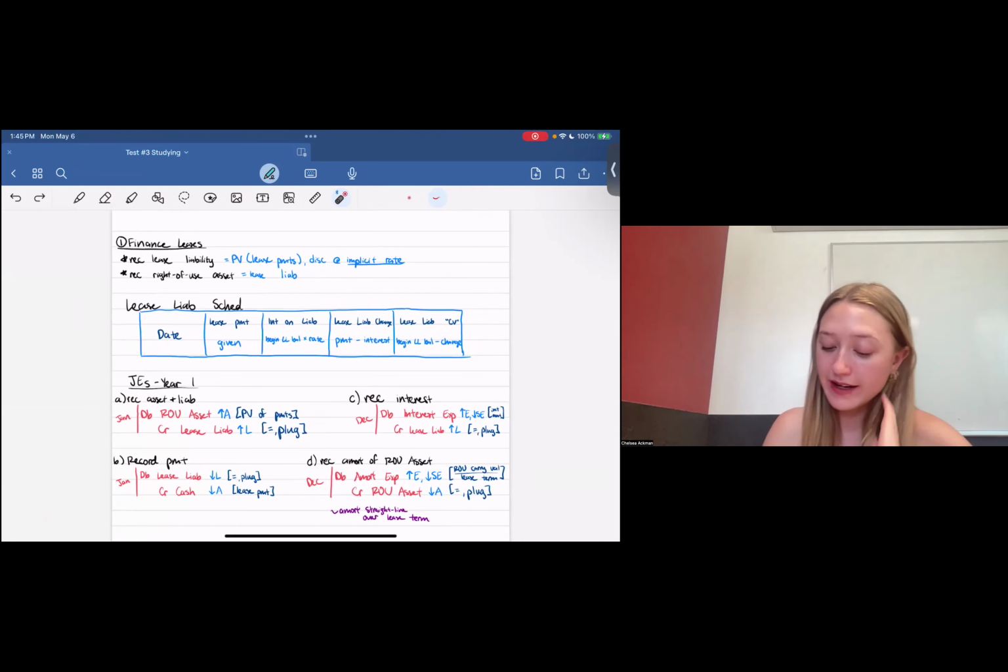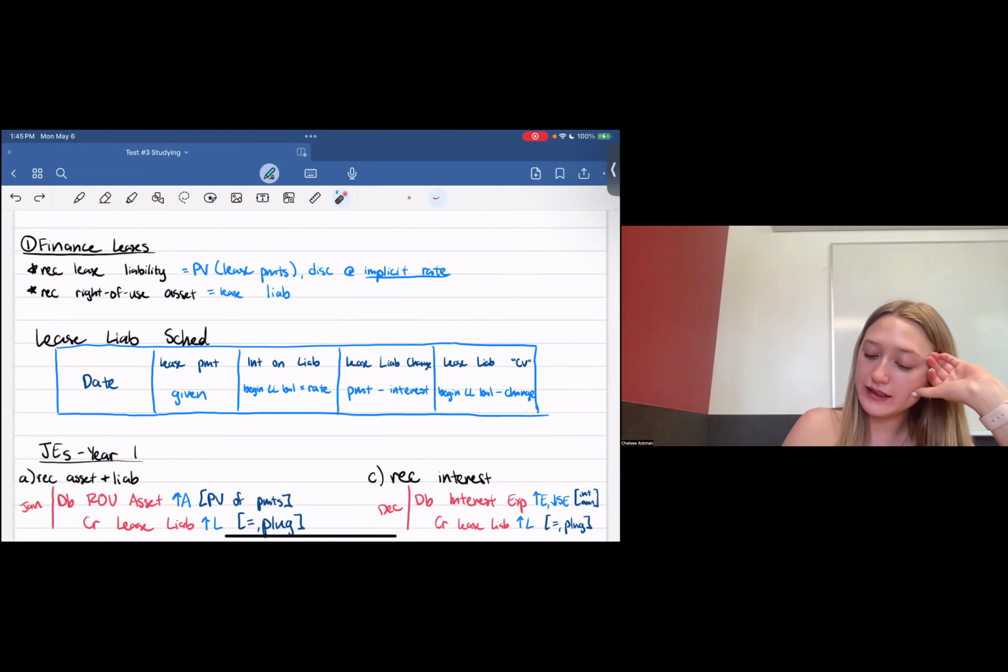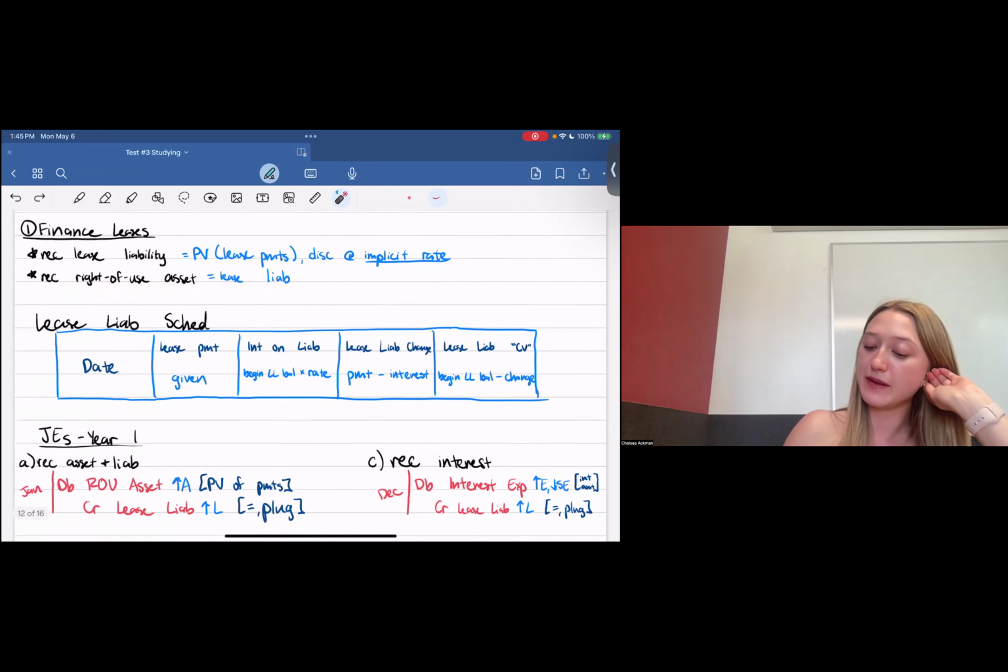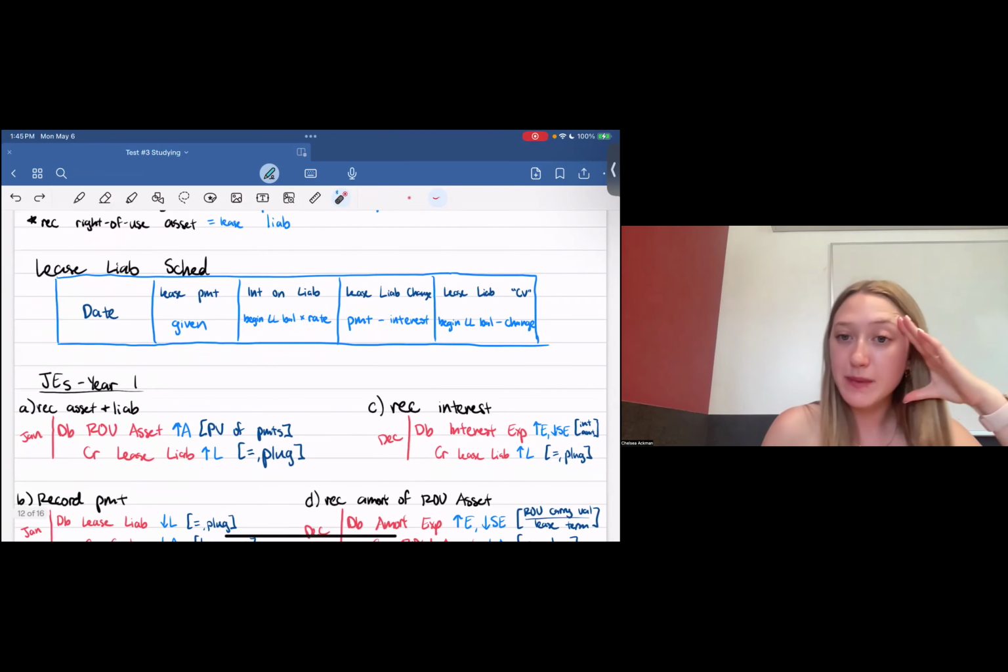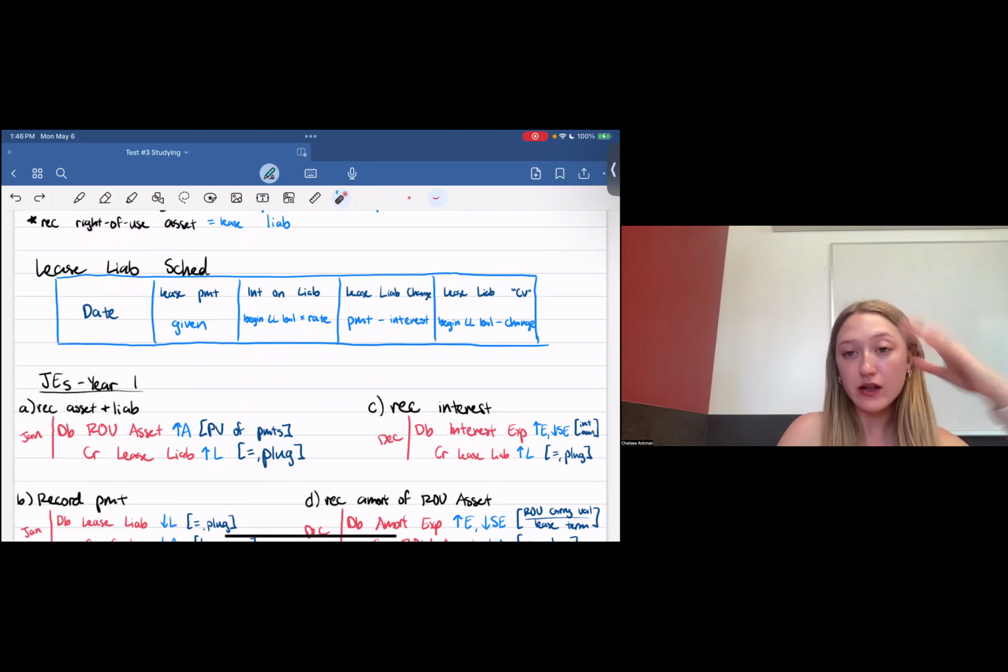So then first, looking at finance leases, we're going to record a lease liability and record a right of use asset, which is equal to the present value of the lease payments. And it's important to use the discount rate of the implicit rate that is given. And then the right of use asset is equal to the lease liability. We're going to make a lease liability schedule when we have a finance lease and when we have an operating lease, but more about that in a second.